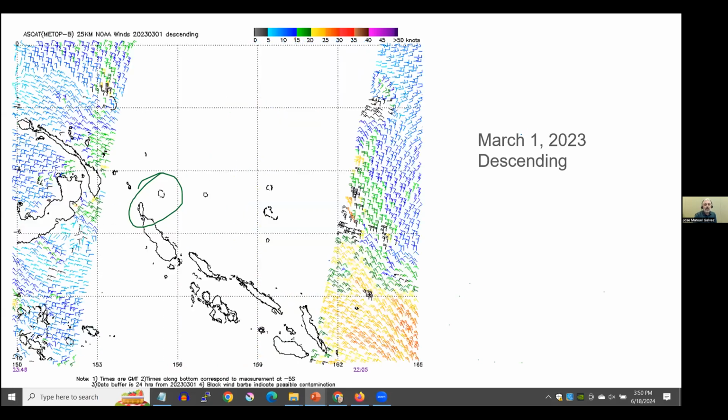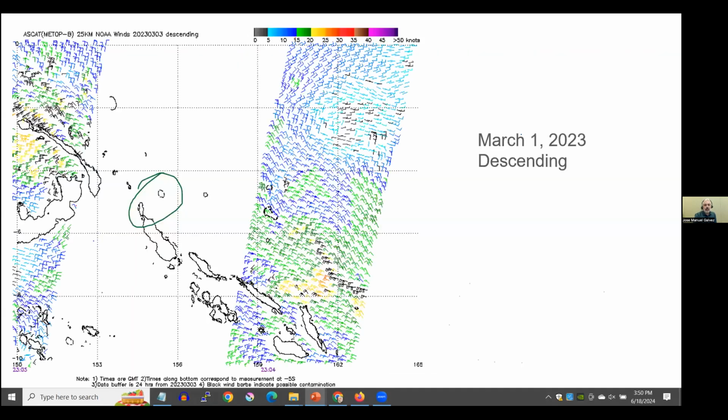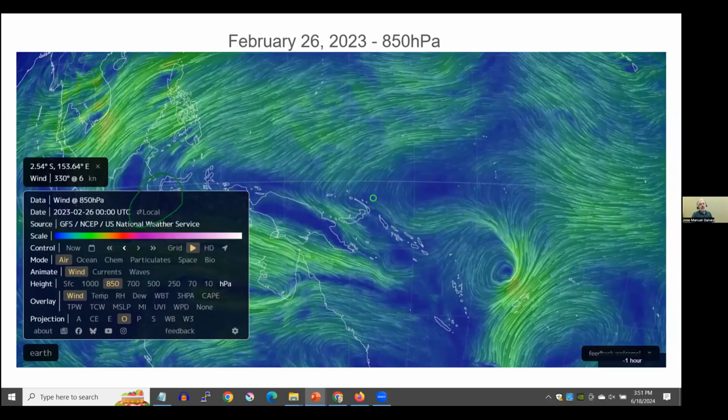Let's go forward. I'm just going to jump to March. Okay, so I think these two are March 3rd, the last ones. And in this last day, the burst is gone. So March 3rd, the burst is gone. So around February 28, March 1st is when we had the highest chance of triggering a westerly wind burst.